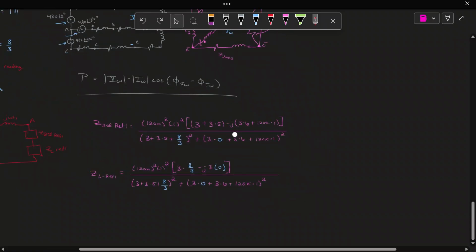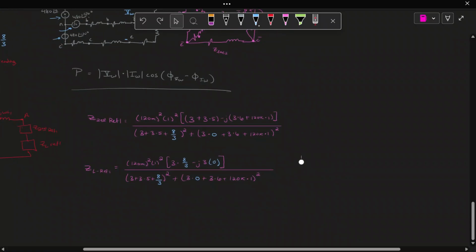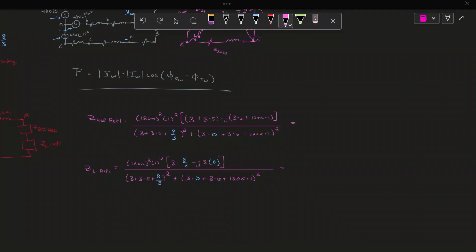So now I'm going to throw these into the calculator. It should give me a value. Hopefully these values are right, and I'm actually okay with the calculator. So I'll be right back again.